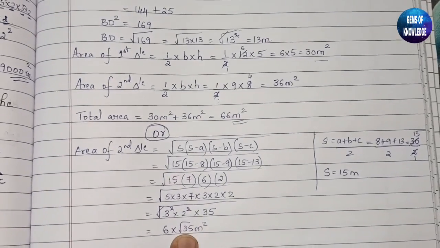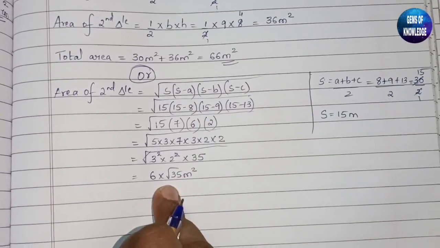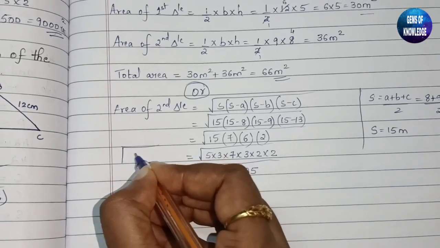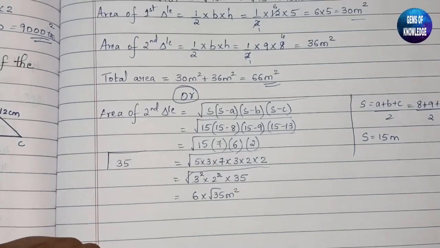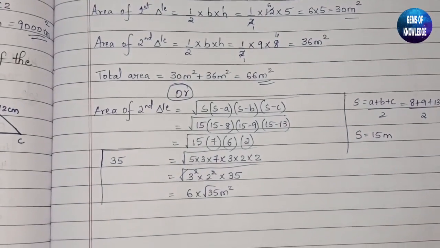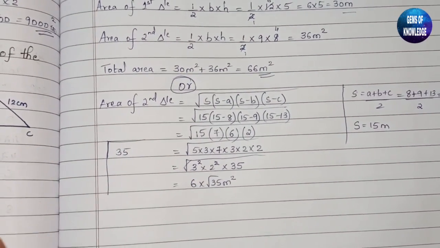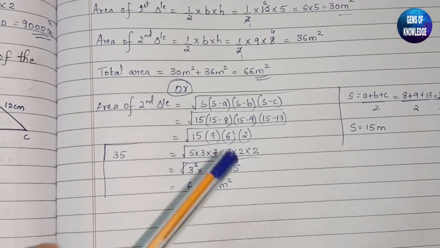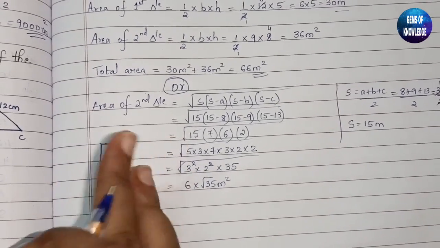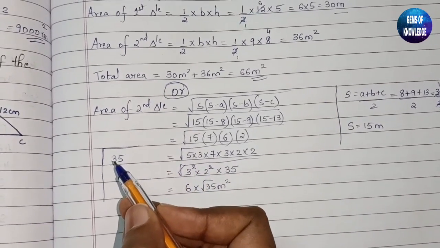Now we need to open this root 35. To remove the root, there is one method called the division method to find the root of any number. We write 35 here. This is not like the normal division we use, it is something different. Here we need to use square numbers only, just like 4 fours are 16, 5 fives are 25, and 6 sixes are 36. We need to use these.